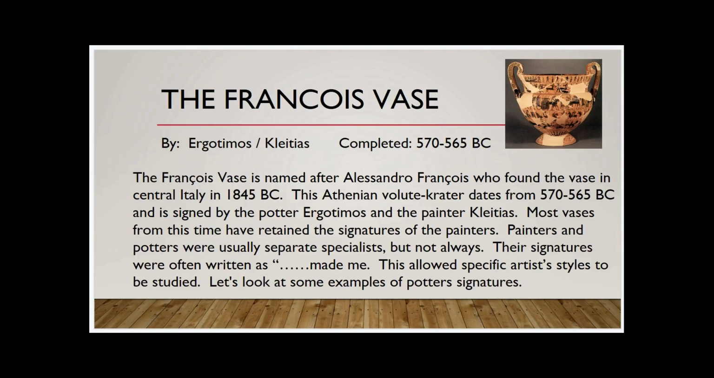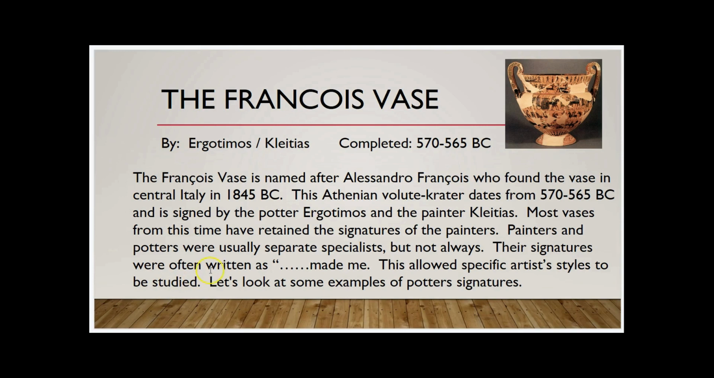Okay, the Francois vase is named after Alexandre Francois, who found the vase in 1854 over in Italy. Now, this is just the guy that discovered it. The Athenian volute krater dates from 575-65 BC. We talked about that. It's signed by the potter Ergotimos and the painter Kleitias. Most vases from this time have retained the signatures of the painters, so that's how we know who did this. Their signatures are actually on it.